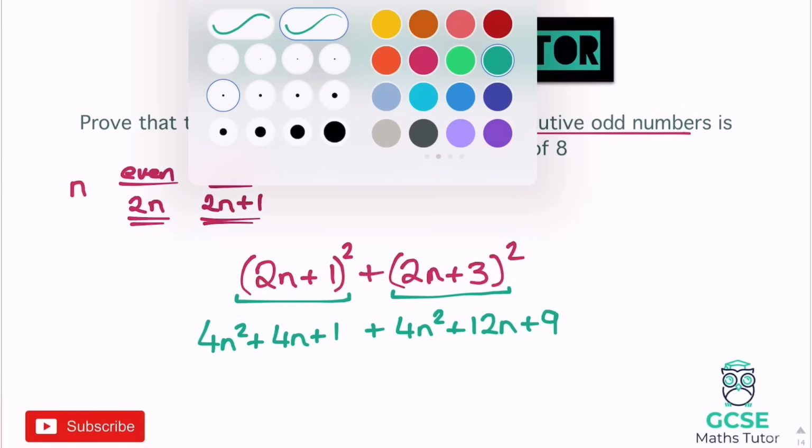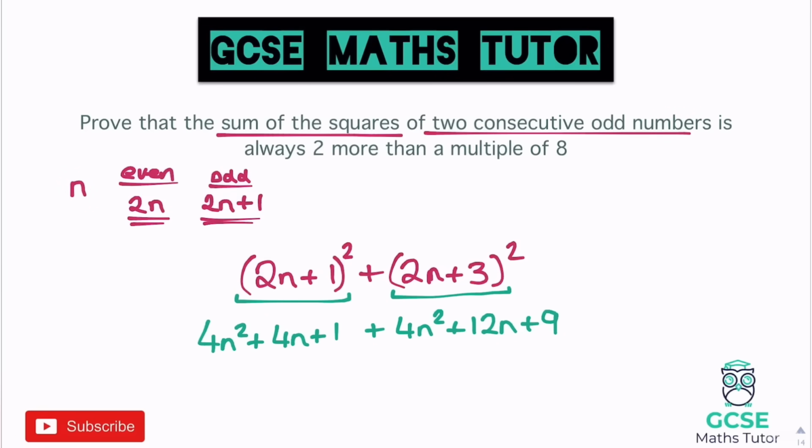Right, let's have a look what happens when we tidy this all up. So adding together the 4n squareds gives us 8n squared. 4n plus 12n is 16n. And then 1 plus 9 is 10.